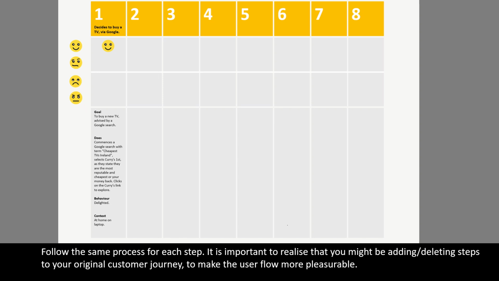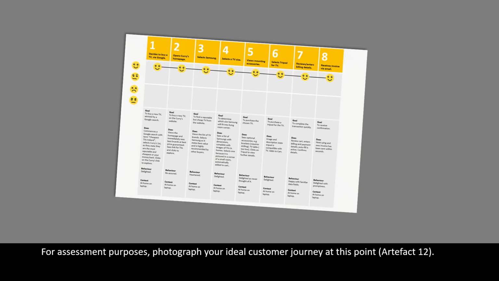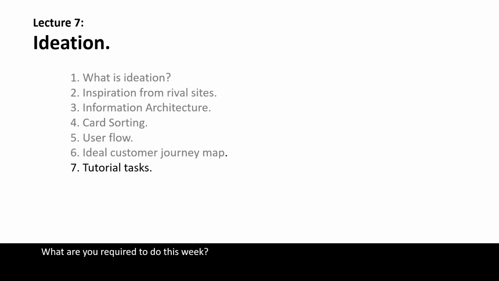It's important to realize that you might be adding or deleting steps to your original customer journey to make the user flow more pleasurable. And remember, you're adding ideation from the card sorting, the user flows, etc., that I previously discussed to create this ideal customer journey. For assessment purposes, photograph your ideal customer journey at this point. This has been known as Artifact 12, which brings us to your tutorial tasks.